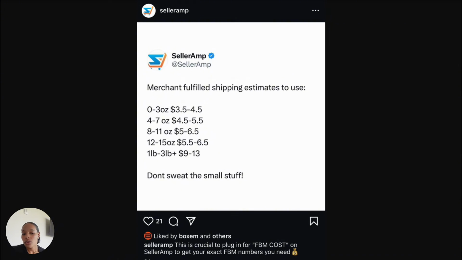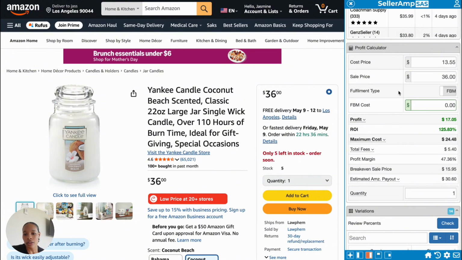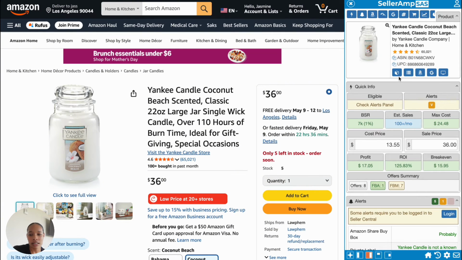Now, if you don't know the exact ounces or weight of the actual product, that is perfectly fine, because if you go on SellerAmp and you scroll all the way to the top and you click this little box thing right here, it's actually going to let you know the weight.